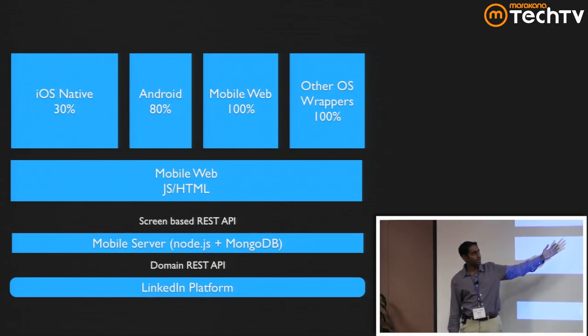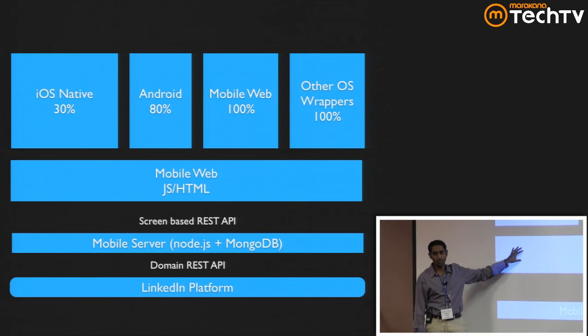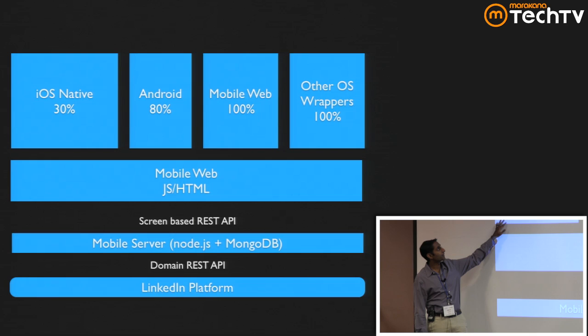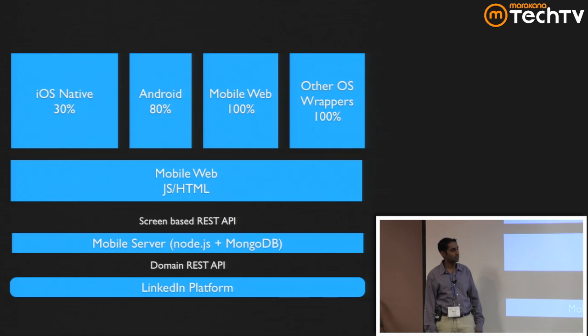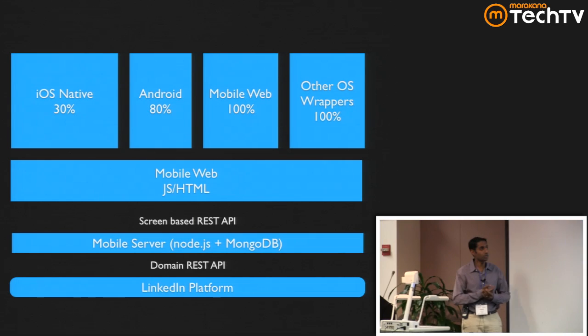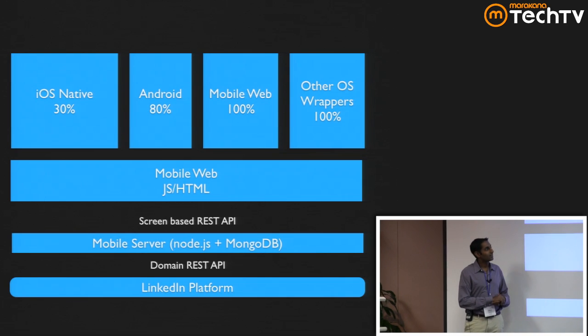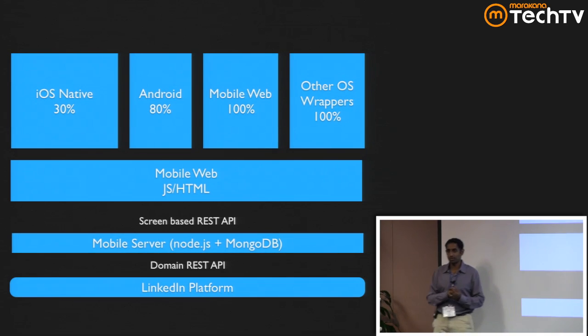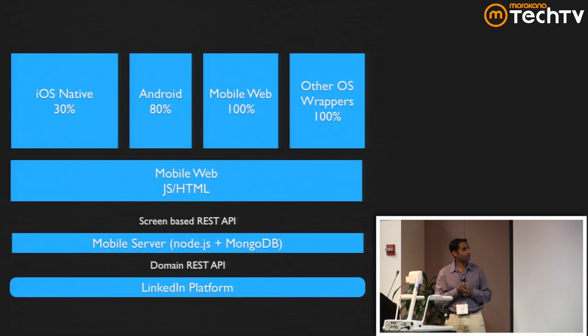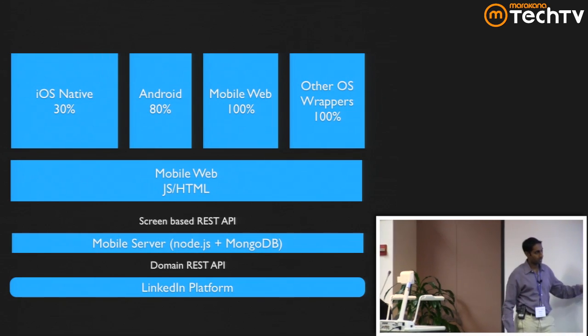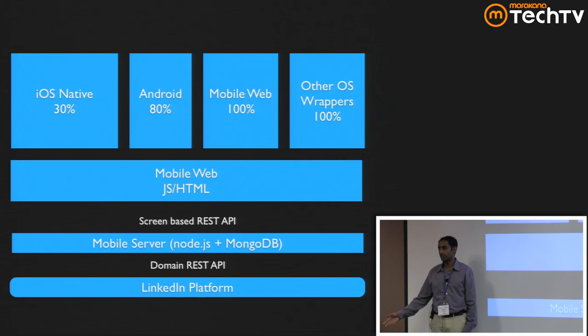All of these applications are some part built on top of this mobile web framework. So here, it's 70% of it's actually built in HTML and JavaScript, and only about 30% is native code. 80% on Android is native, and only about 20% is JavaScript and HTML, mostly because of some of the performance constraints we have on Android with the browser. And mobile web, of course, is 100%. It's the web. And then other OSs are 100% from our standpoint, because we usually have just very, very simple wrappers. We then communicate over something we call screen-based REST APIs. I'll talk a little bit about what that is in the coming slides.